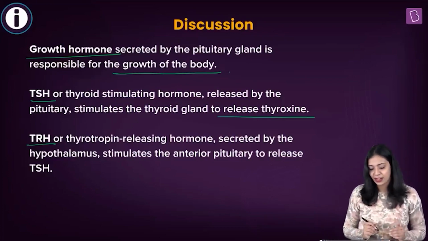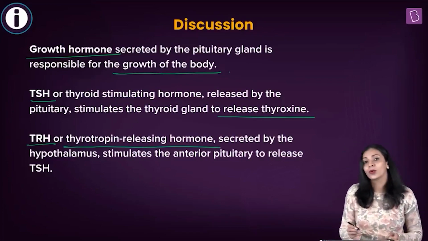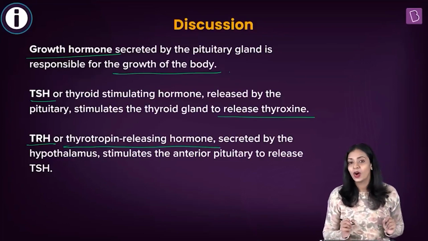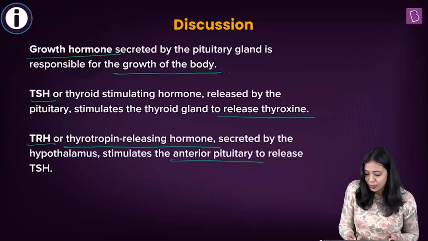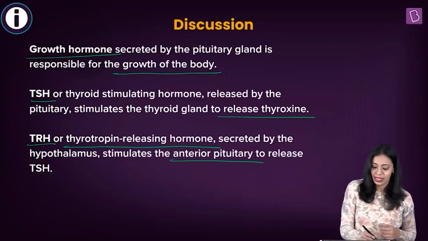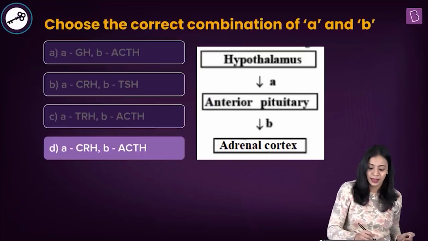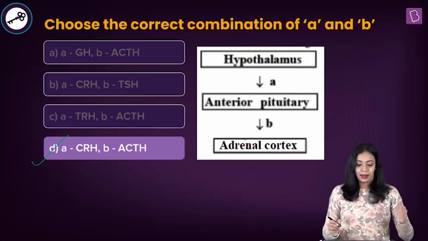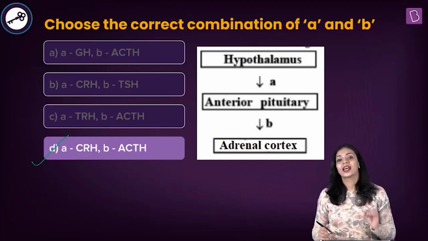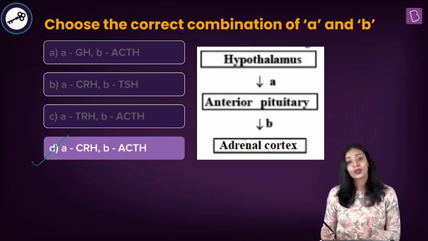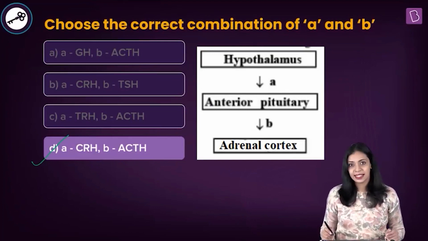Talking about TRH, TRH is a short form for thyrotropin releasing hormone. This is a type of releasing hormone that is secreted by the hypothalamus. It acts on the anterior pituitary and stimulates it to release TSH. So to this question, the correct answer is option D. A is corticotropin releasing hormone and B is adrenocorticotropic hormone. So A is CRH and B is ACTH.